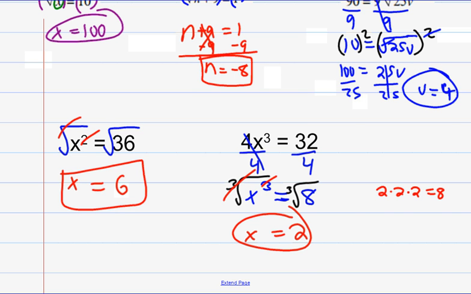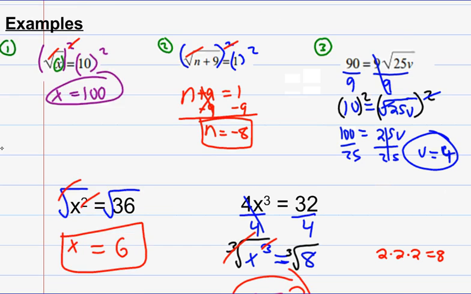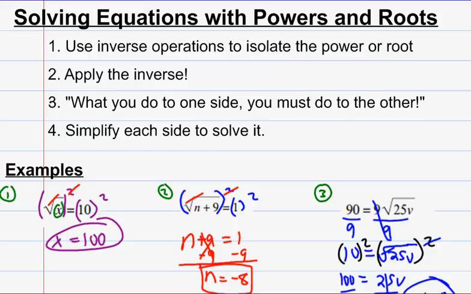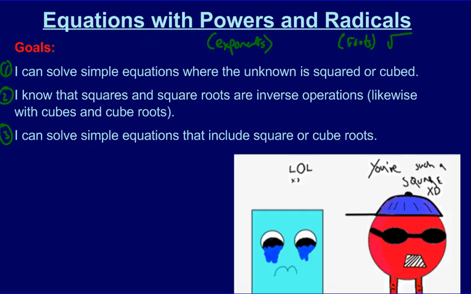Alright? So again, these steps, these examples are very important to have in your notes, to have written down, to be able to use. And these are the basic ways to solve equations. Goal 1, where the unknown is either squared or cubed. Goal 3, where there includes a square root or a cube root. And then goal 2, just knowing that those are inverse operations. We did plenty of examples with those, and I hope it stuck with you.